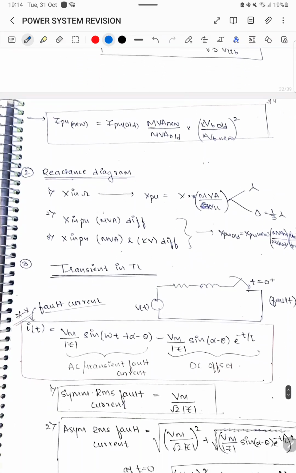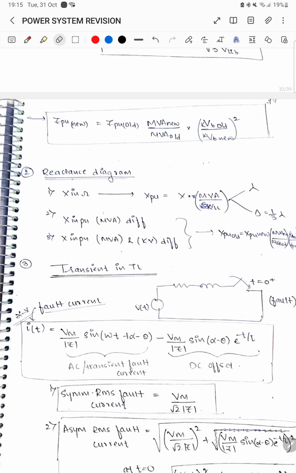So this we will use to convert Z per unit from one base to another base. Fine. Now we'll be moving to concept number 2, that is the reactance diagram. In the reactance diagram, X can be given in 3 different forms. We'll try to convert this reactance diagram into a per unit diagram to ease our calculation. So the 3 cases are: X can be given in ohms and asked to convert to per unit, or X can be given in per unit with different bases.